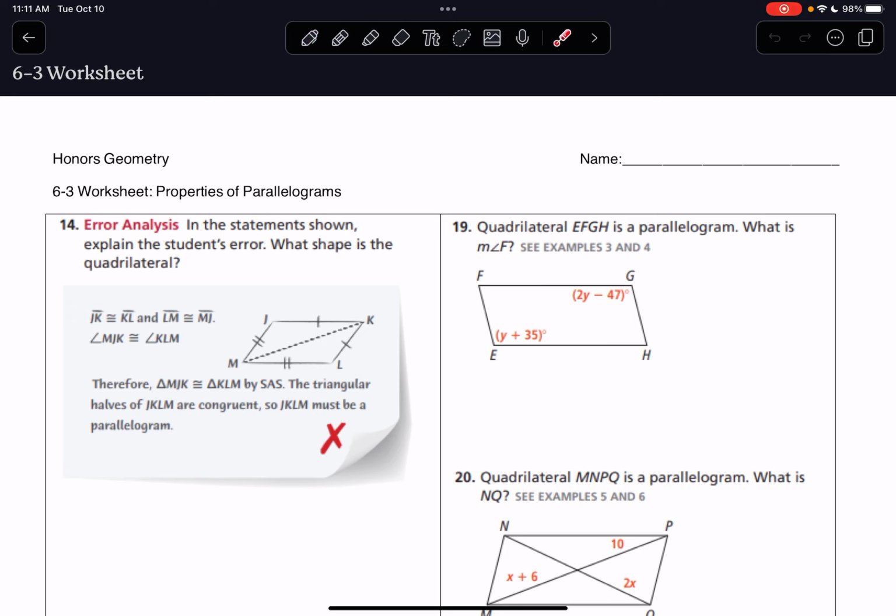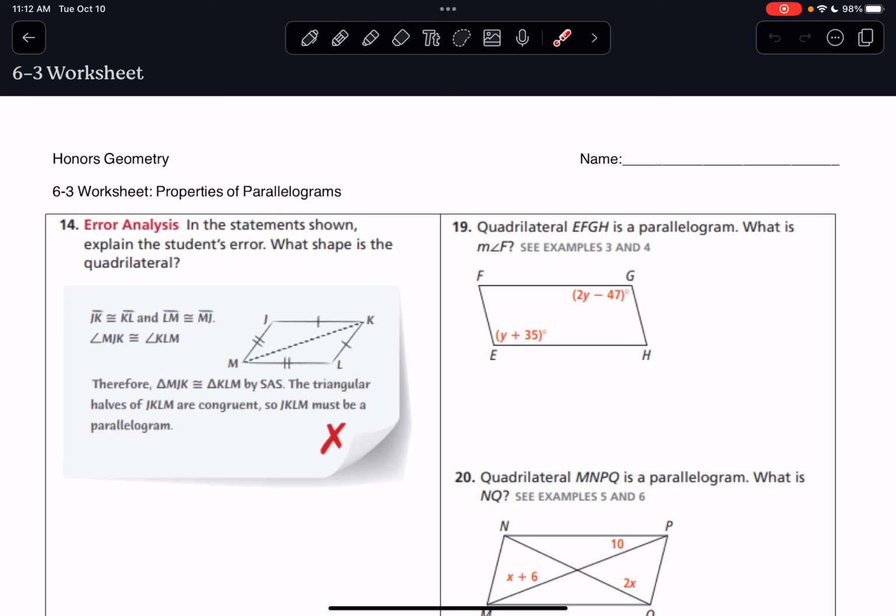So the student has said that JK is congruent to KL and LM is congruent to MJ, and angle MJK is congruent to angle KLM. They say, therefore, the two triangles are congruent by side, angle, side, which is true. We have side, angle, side congruence. The triangular halves of JKLM are congruent, so JKLM must be a parallelogram.